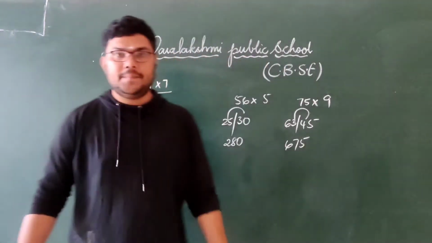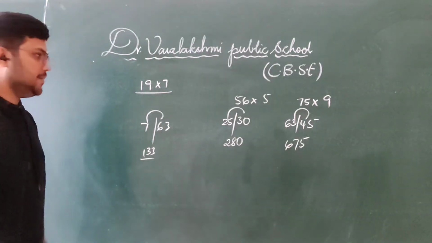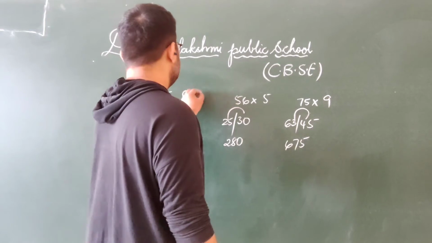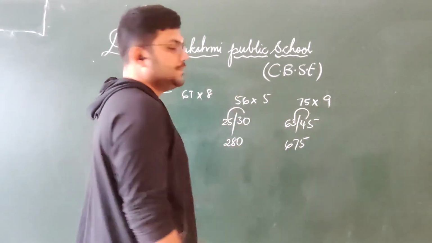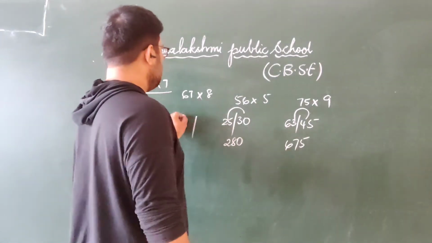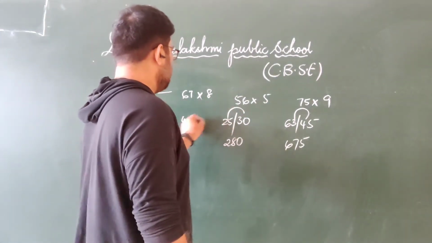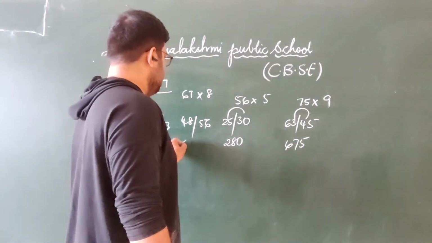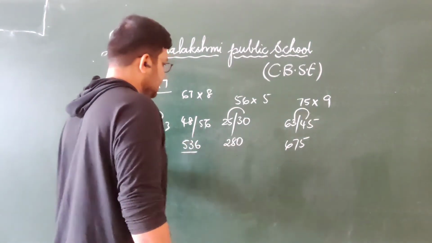Last example, let me explain the last example. 67 times 8. 6 8s are 48, 7 8s are 56. 4 plus 5. 48 plus 5, that is 53 by 36.